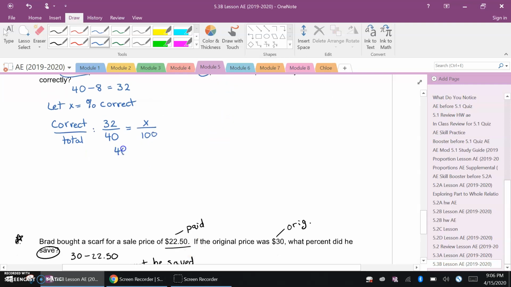So we are going to cross multiply. So we have 32 times 100, and that's going to give you 3,200. And when we divide by 40, we are going to get 80%. So that means that you answered 80% correctly.